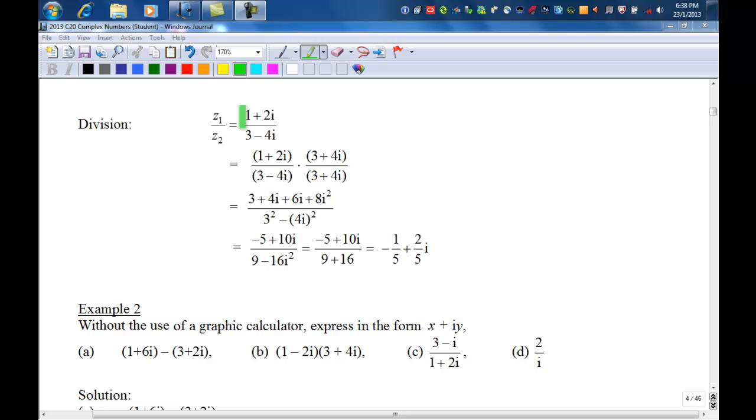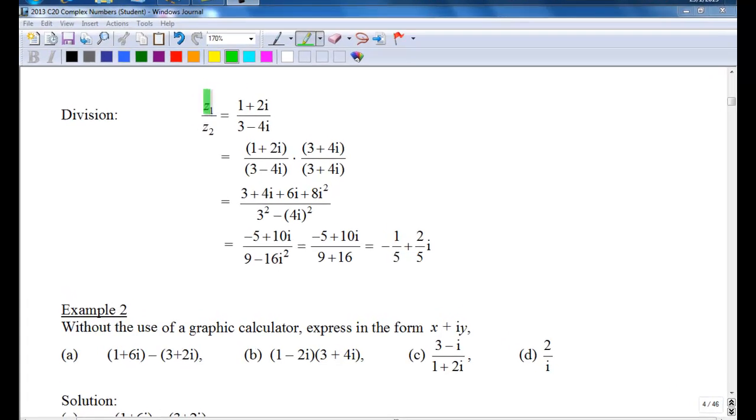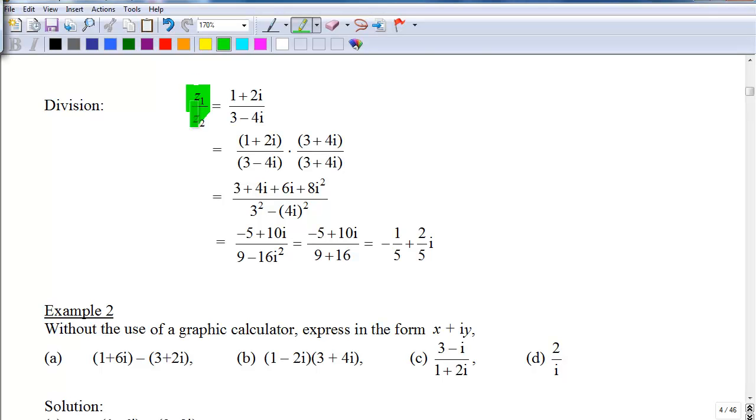Now, divisions of complex numbers are a little bit more tricky. In our example, if I want to divide z1 by z2, meaning 1 plus 2i, I want to divide it by 3 minus 4i, I have to tell myself that my answer has got to look like this: x plus iy, where the i is at the top. Now, this is no good here because we see the i at the denominator.